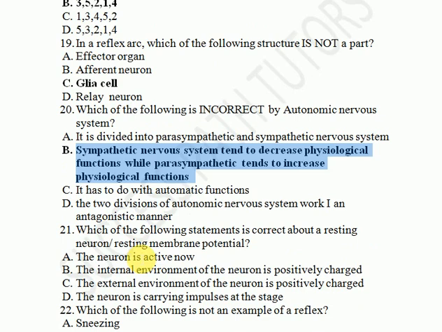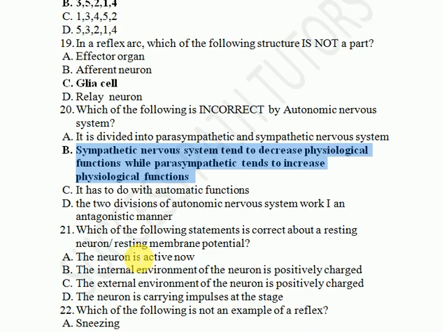Which of the following statement is correct about a resting neuron or resting membrane potential? The neuron is active. No, that is not true. The internal environment of the neuron is positively charged. Sorry, that is not true also. The external environment of the neuron is positively charged.